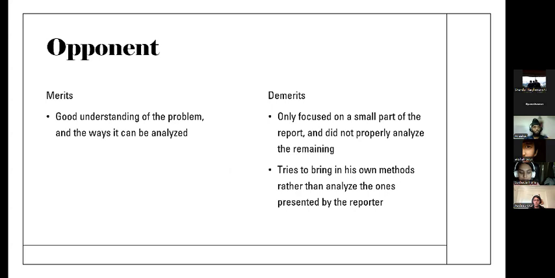Just 30 seconds. Yeah. As for the opponent, there is a good understanding of the problem, and the opponent does have good research as to how it can be analyzed. But the opponent only focused on a small part of the report and kept trying to argue about being able to use chaos theory and tries to bring in their own methods rather than analyze the ones presented by the reporter. Whenever you're reviewing a scientific research, you are trying to review the research done by the reporter and not trying to bring in your own research and your own methods, but rather try to critique the ones that are already being used and see how they can be improved. So that was a very big flaw in the opponent's discussion. Thank you.